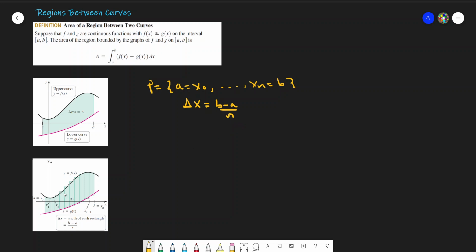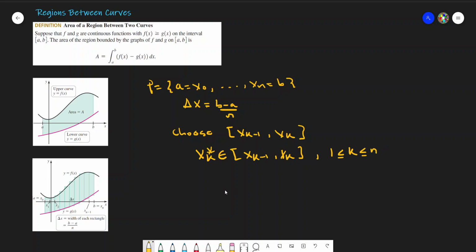Now, in order to find the area of one of these rectangles drawn on your closed interval, essentially you choose an interval such as x sub k minus 1 comma x sub k, and then we choose a point, x sub k star, which is going to be in our closed interval from x sub k minus 1 to x sub k. In any case, k is just an integer from 1 to n. So the goal was to find the area of the kth rectangle.